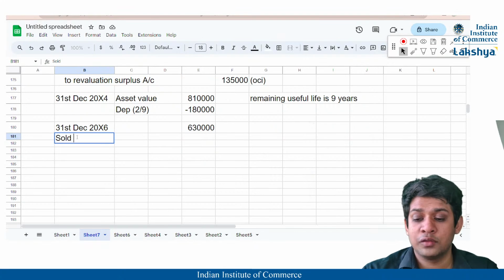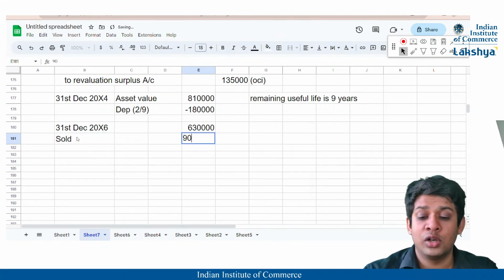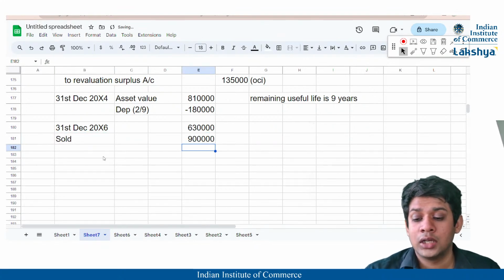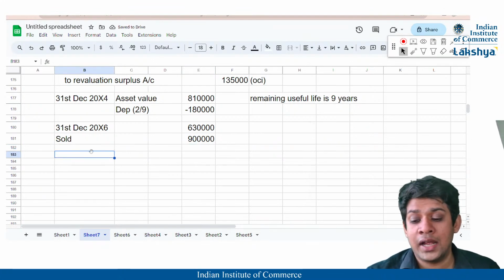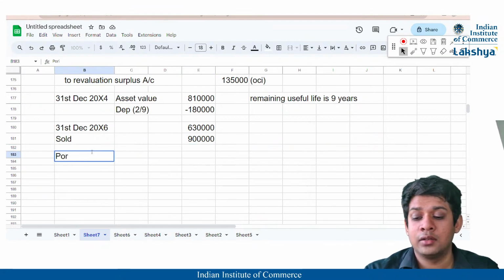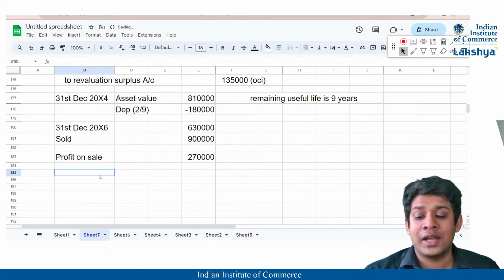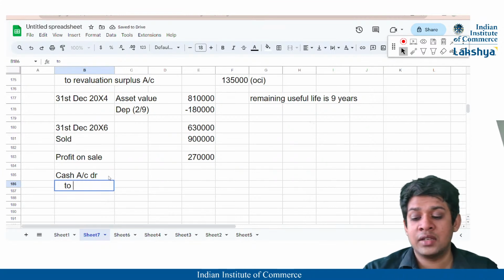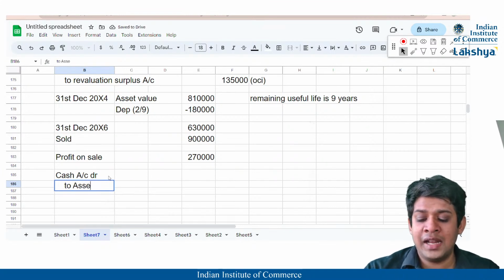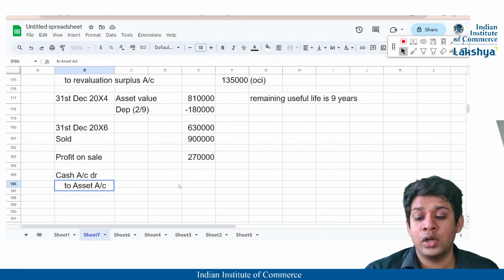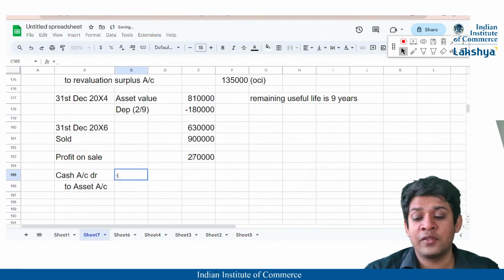But it is sold for how much? It is sold for 9 lakh. So if it is sold for 9 lakh, we got a profit on its sale. That is 9 lakh minus its carrying value 6,30,000, which is 2,70,000. The journal entry that we will pass is cash account debit because we sold the asset, so we received the cash for it. Second, the asset will be derecognized from the financial statements because I sold it. So it is no more my asset. I do not have control over it.